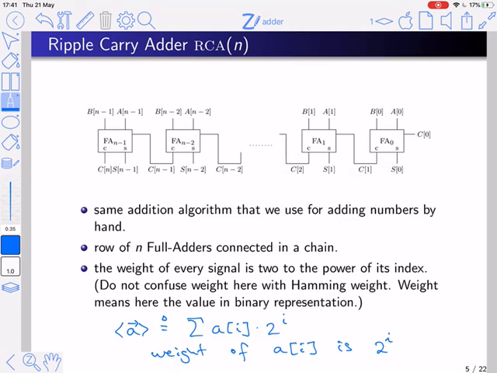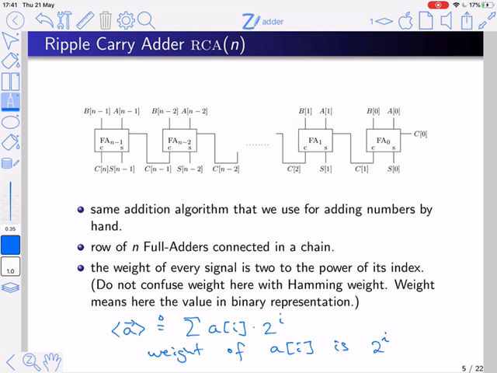Now, the notation that we use here, we write C1, C2, and so on. The indices that we attach to the various bits always equal their weight. By weight, I mean the following. I look at the number represented, say, by A in binary representation. It is this power series. And I say that the weight of A_i is 2 to the power of i, because this is the number by which I multiply A_i in this power series. So this is the weight of A_i.